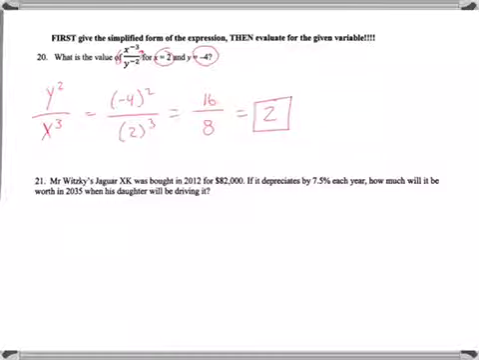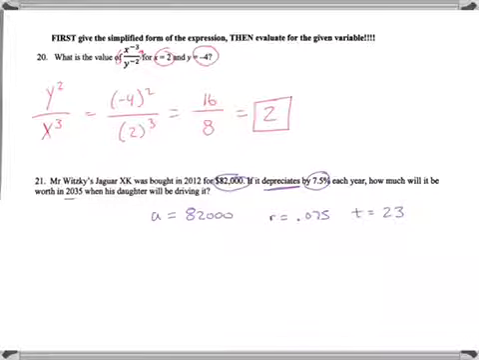In 21, Mr. Witzke's Jaguar XK was bought in 2012 for $82,000. It depreciates by 7% each year. How much will it be worth in 2035 when his daughter will be driving it? So we know our initial value, or A value, is $82,000. Your rate is going to be 0.075. And the time, well, it was bought in 2012, and it's going to be driven in 2035, so that's 23 years. And this is going to be exponential decay.